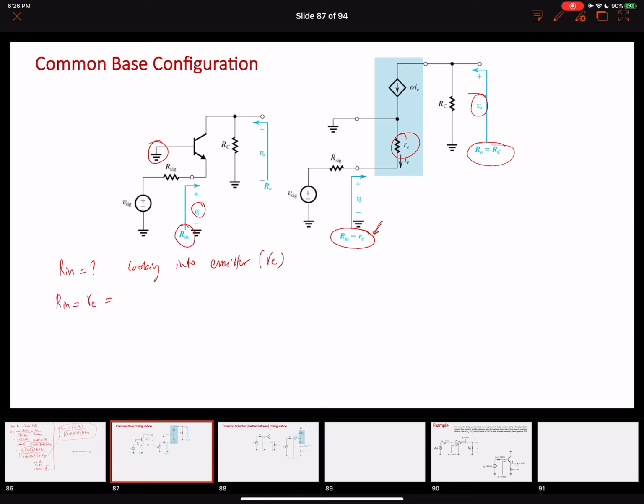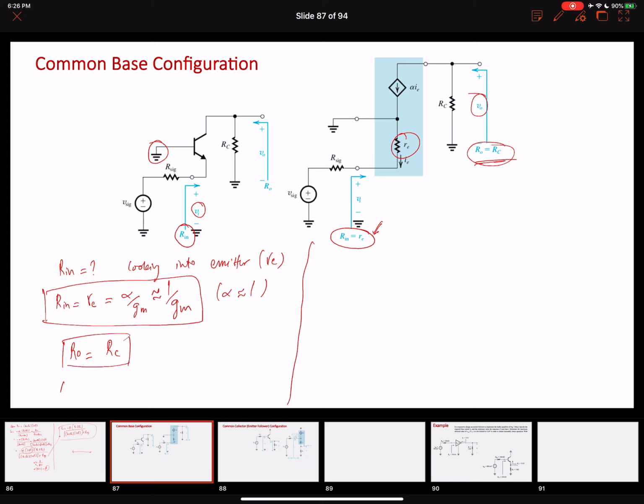And we know that RE equals alpha over GM. Since sometimes we assume that alpha approaches 1, we can also write this as 1 over GM. The exact equation would be alpha over GM. Okay, great, so our input resistance is done. Our output resistance, as we just talked about, equals the RC value. The third thing that we find out is the voltage gain when the load resistance is not connected, V naught over VI. So let's find this out.